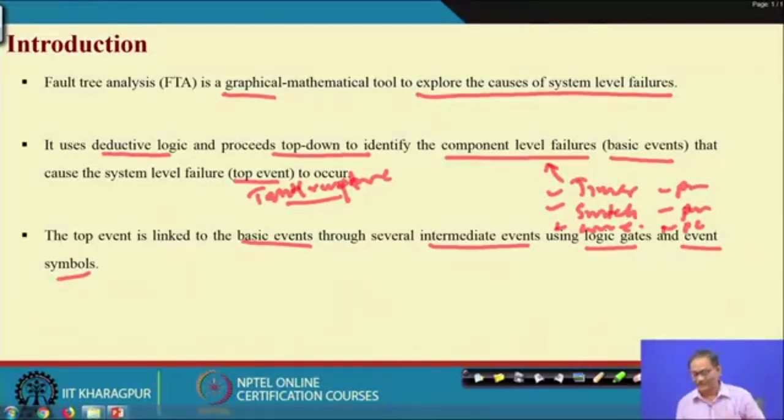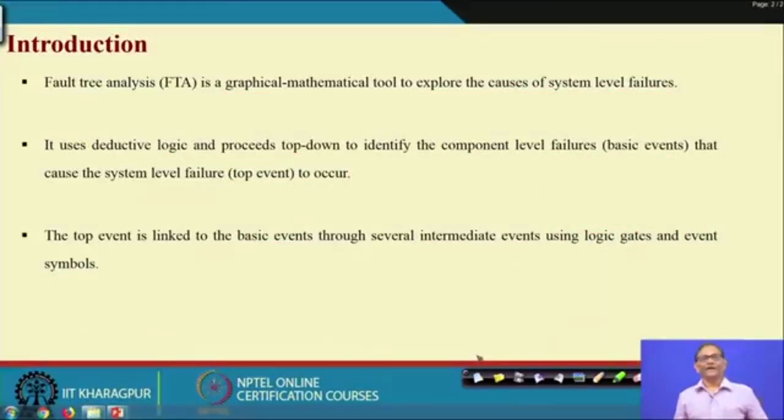That is why different event symbols are used. And the connection between the event symbols is through logic gates. That is why different logic gates are used. It is a very well known and very good technique, and it gives useful causes and identifies the path leading from the bottom level or component level failure to top level failure. It is extensively used in safety studies and reliability studies.